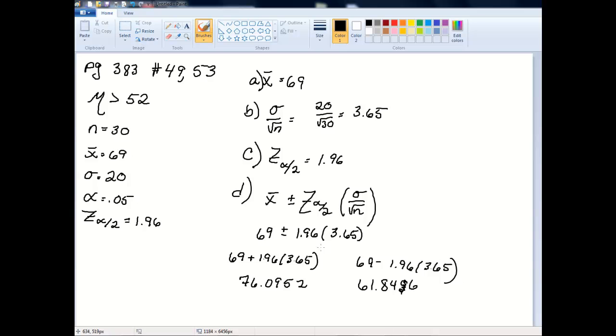Doing that math yields that the mu, gallons of carbonated beverages drunk, is between 61.846 and 76.0952. We're saying that the true population mu lies between these two numbers, again with 95% confidence. The error there is 5%, which is the other part of the confidence, because of 100 percent minus the confidence level.